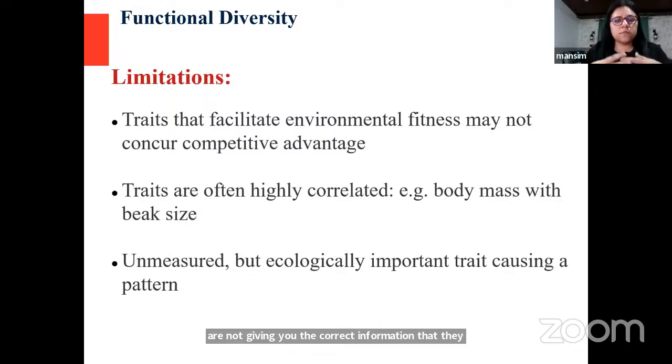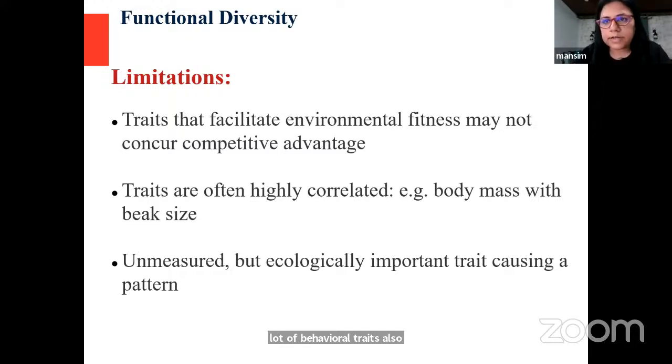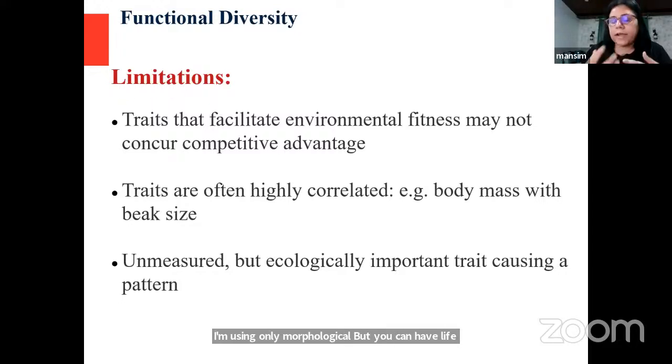And finally, it is virtually impossible to measure all possible functional traits of species, right? We are talking only about beak sizes, but to actually measure in the field beak sizes, body sizes, tarsus length, wing length, and then there are a lot of behavioral traits also. I'm using only morphological traits as an example, but you can have life history traits such as what is the diet of the birds? Are they insectivores or granivores or nectarivores? What are their nesting tendencies or their flight behavior or any other kind of habitat affinity?